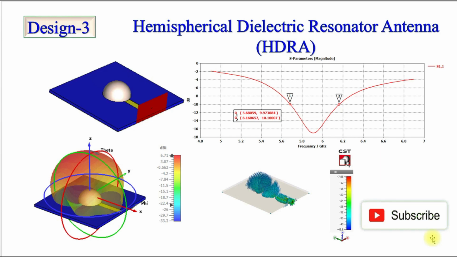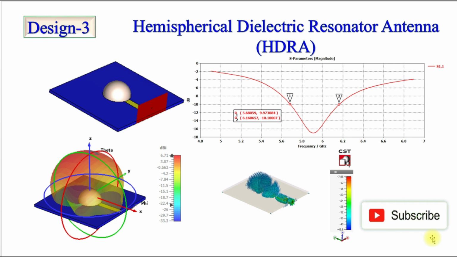Today we will go to design hemispherical dielectric resonator antennas. Before going to this design, if you want to design rectangular and cylindrical dielectric resonator antennas, then check my previous videos, design 1 and design 2, and you will get the complete design as well as the empirical formula for the corresponding antennas. So now we'll start the design.